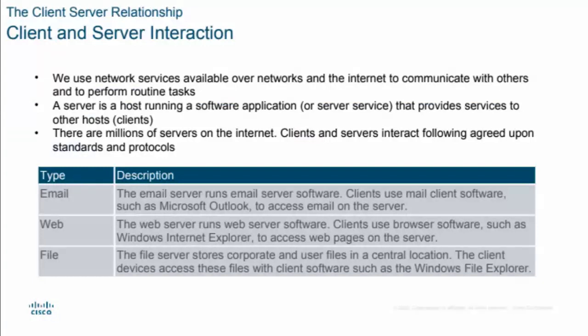We use network services available over networks and the internet to communicate with others. When you are using your computer, you are using the browser, you are using FTP, you are using Office. These are some of the services or servers on the internet. We have email, we have web, we have file. The email server runs email server software. Clients use email client software. Web servers run web server software. Clients use the browser. Give me an example of a browser.